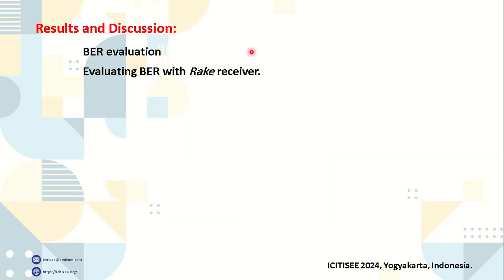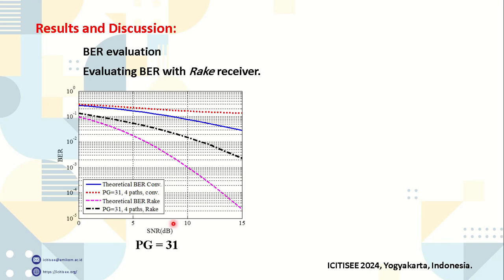Then, the bit error rate is evaluated with the rake receiver. First, with a processing gain of 31. Here we can see the performance of the conventional receiver, its theoretical value, the rake receiver and its theoretical value. And as we can see, using the rake receiver enhanced the performance. Although it's not in alignment with the theoretical value, we can see the performance enhancement.